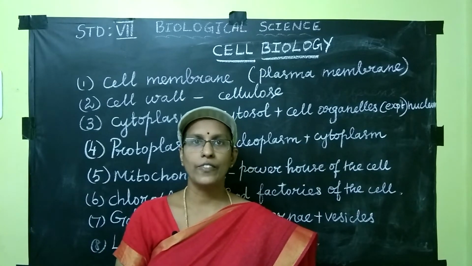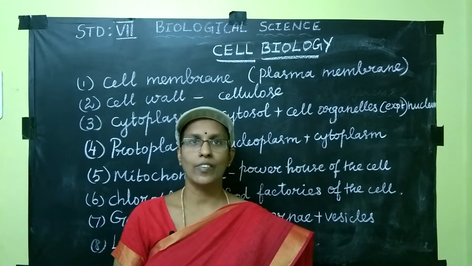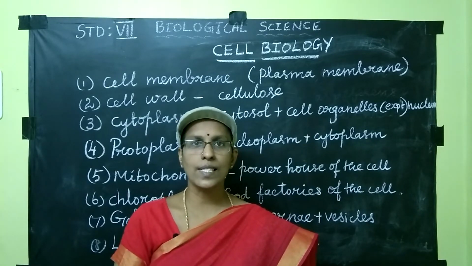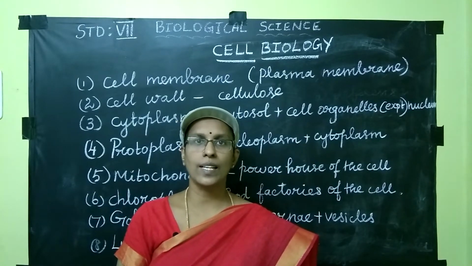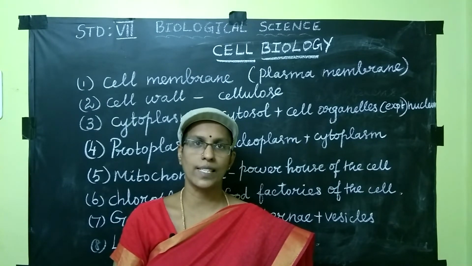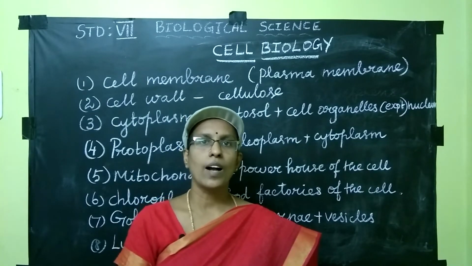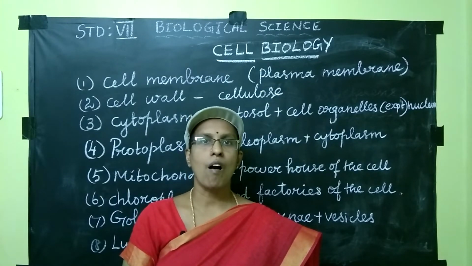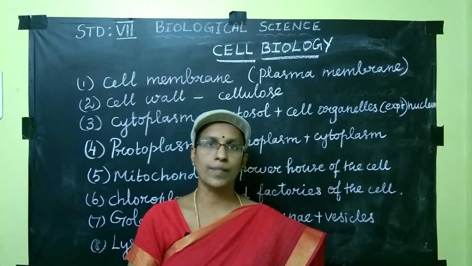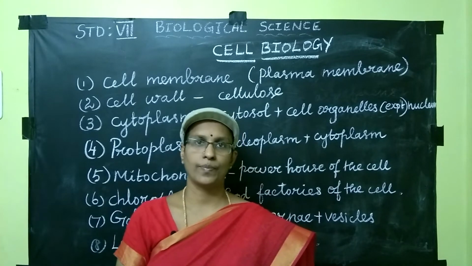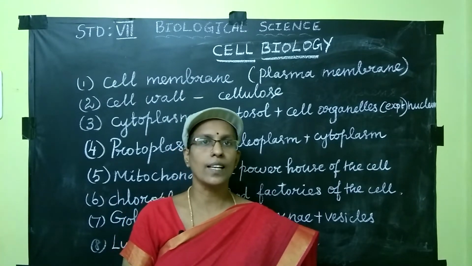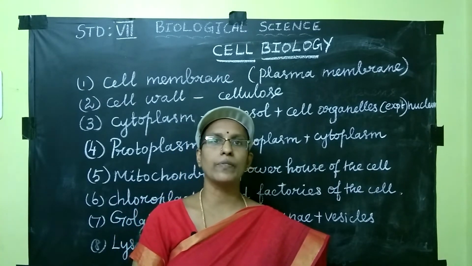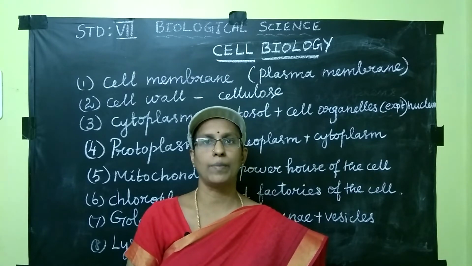Last week we discussed the lesson cell biology. In that we learned about what is a cell, what are unicellular and multicellular organisms, and then the levels of organization: the tissues, organs, organ system and the organism, and then the structure of the cell. Then what are the differences between the plant cell and the animal cell?